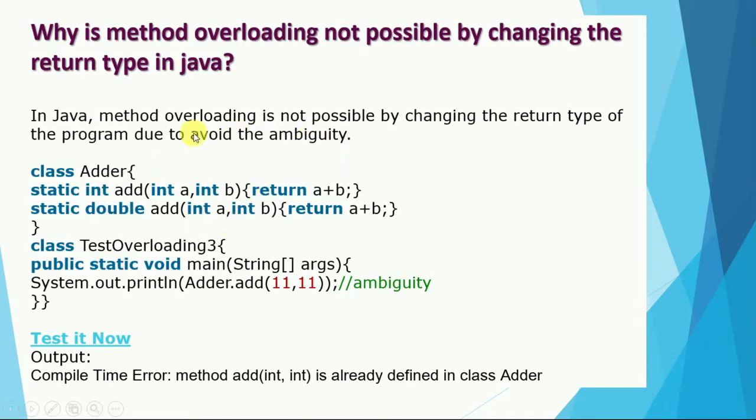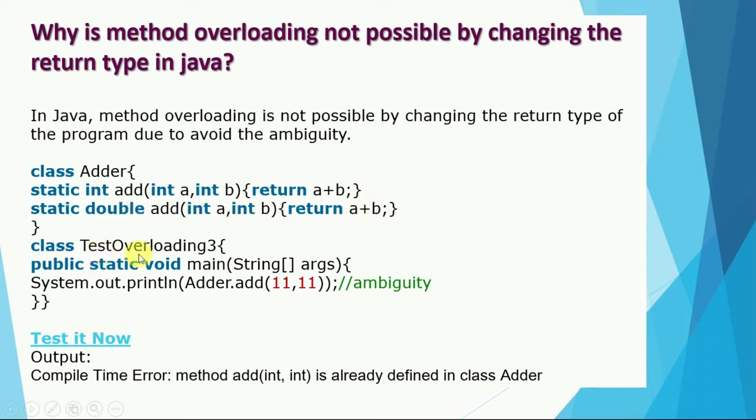In Java, method overloading is not possible by changing the return type, to avoid ambiguity and confusion. Let's take a look at this example. We have a class named Adder, and we have a static add method with two arguments, int a and int b, which returns a plus b. In the second method, double add, we have int a and int b and return the a plus b value.